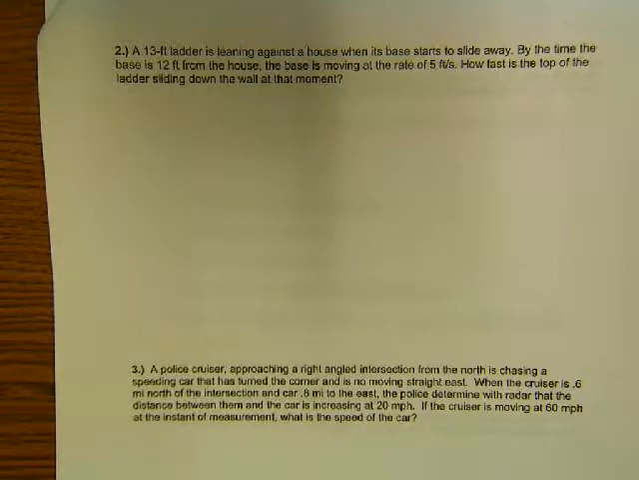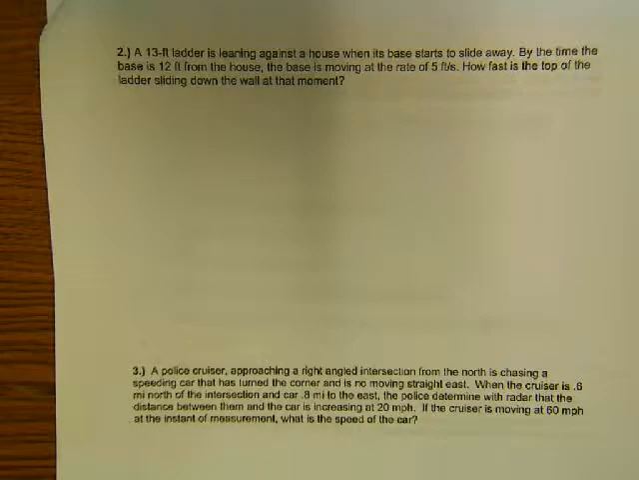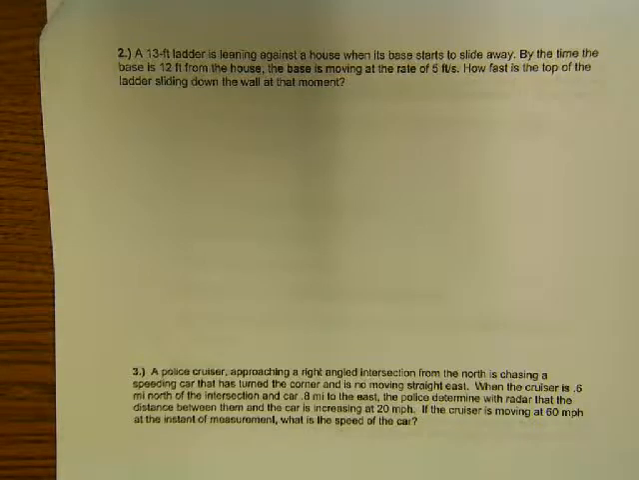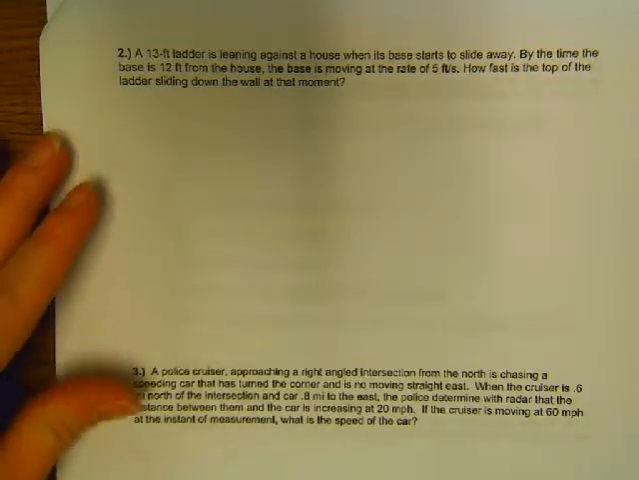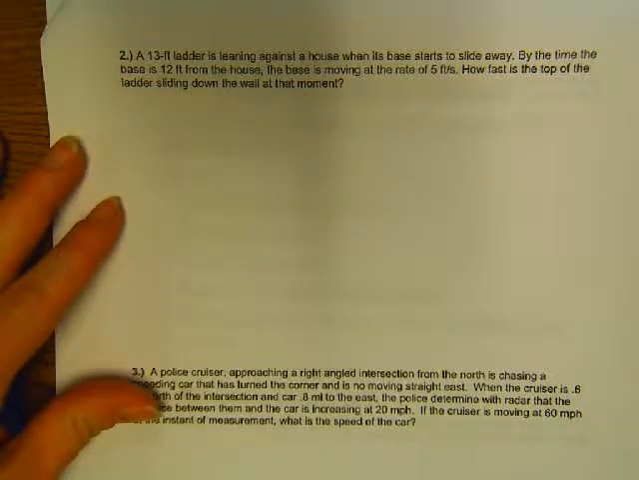A 13-foot ladder is leaning against a house when its base starts to slide away. By the time the base is 12 feet from the house, the base is moving at a rate of 5 feet per second. How fast is the top of the ladder sliding down the wall at that moment? So here's the wall.